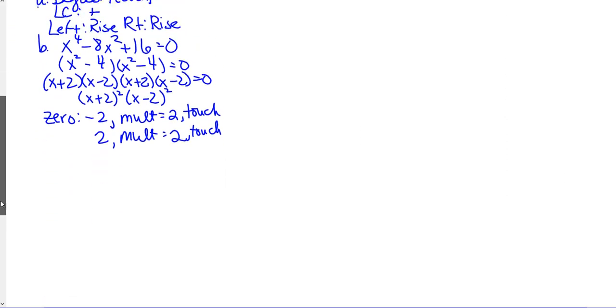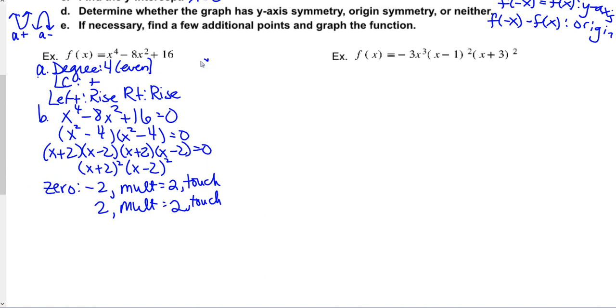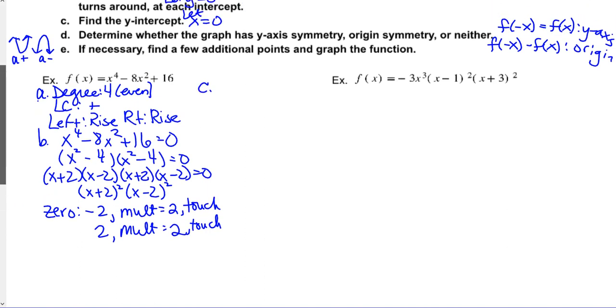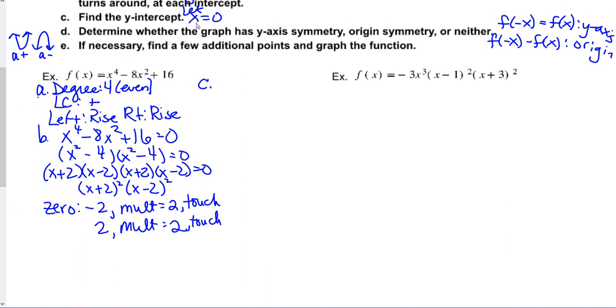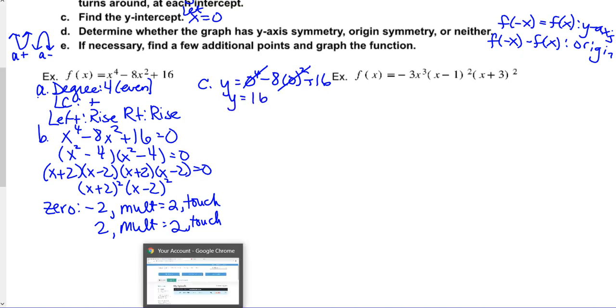Part C, we need to find the y-intercept. So we're going to let x equal 0. What does y equal if x equals 0? I get 0 to the 4th minus 8 times 0 squared plus 16. And this is the easiest of the two because this term goes away, that term goes away, leaving me with the y-intercept of 16. Okay?